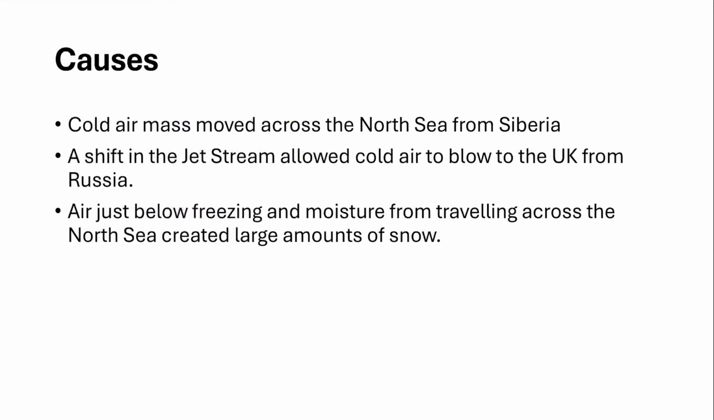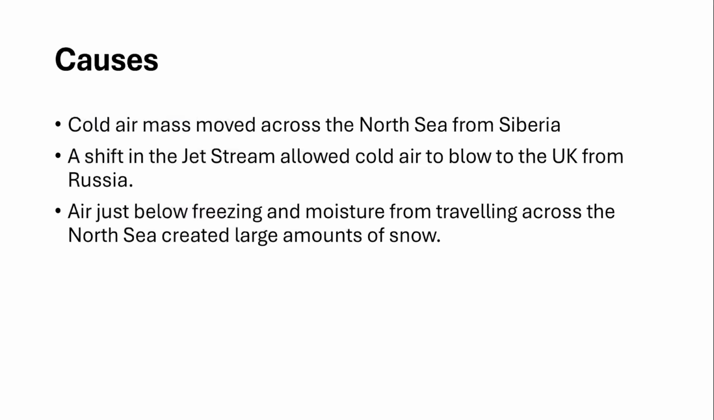If I think a bit more about these causes, to drill down into that anticyclone we were talking about a minute ago, it was caused by the cold air mass that moved across the North Sea from Siberia. And that cold air mass again brought with it clear skies, loads of high pressure, and the perfect temperature conditions for that snowfall to happen. The second thing that happened was the shift in the jet stream, which allowed that cold air to blow in. Air just below freezing and all the moisture travelling across the North Sea generated all of that snow for us.